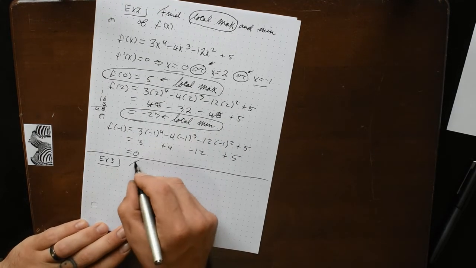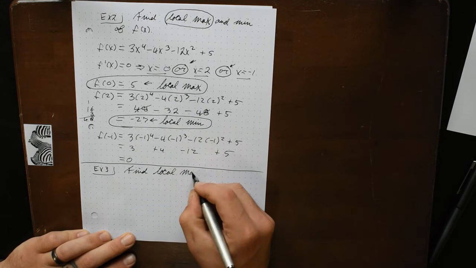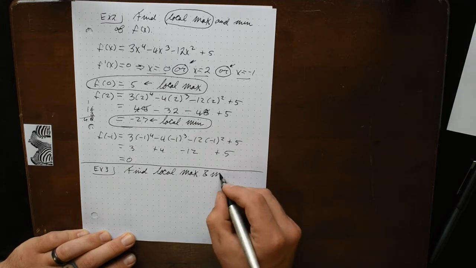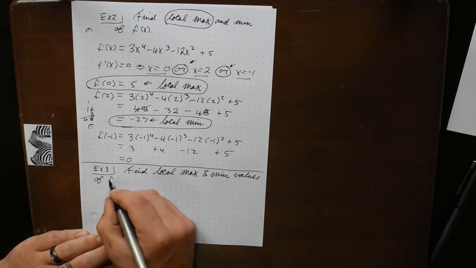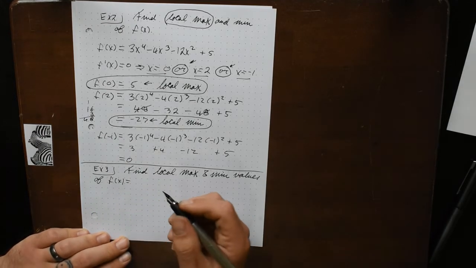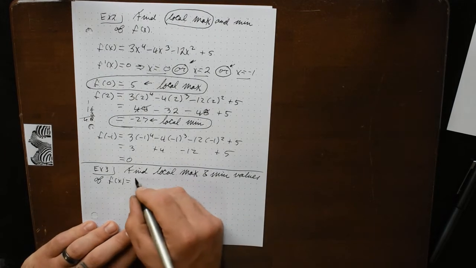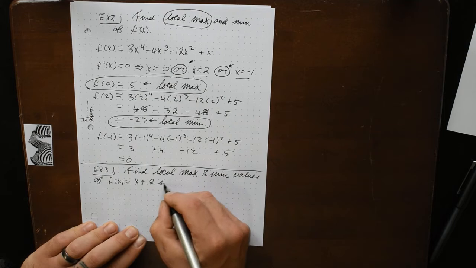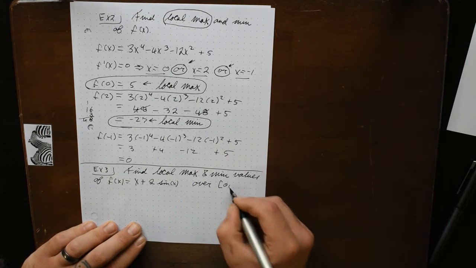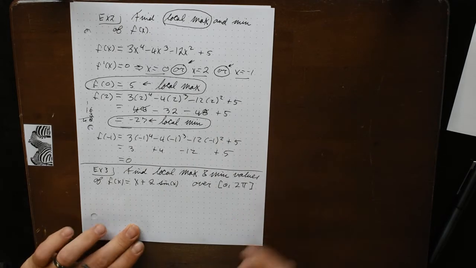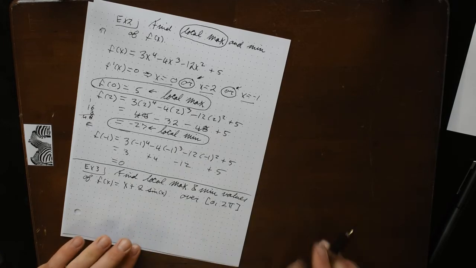We're going to find local max and min values of f of x is equal to x plus 2 sine of x over 0 to 2 pi. Perfect. So first off, local max and minimums.